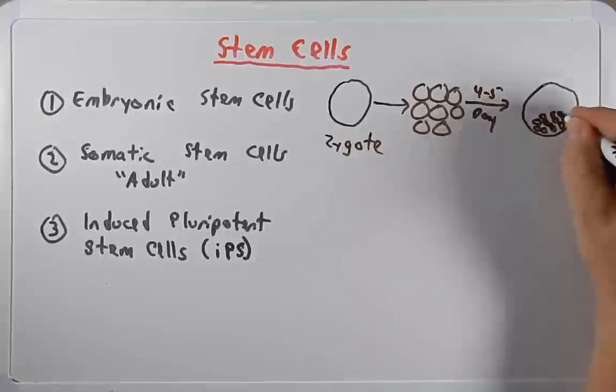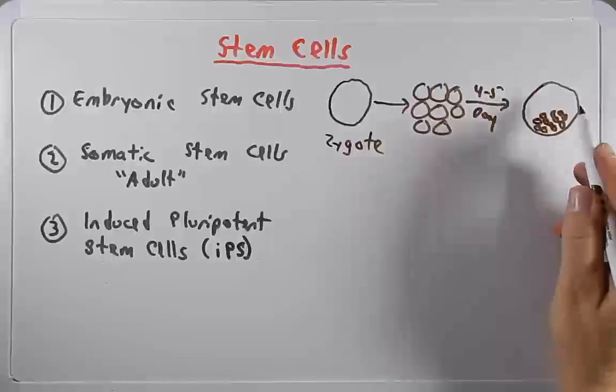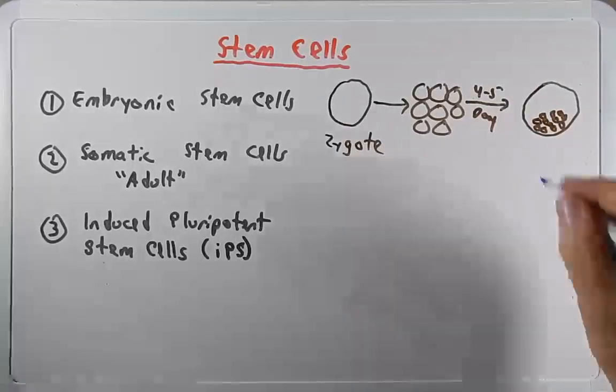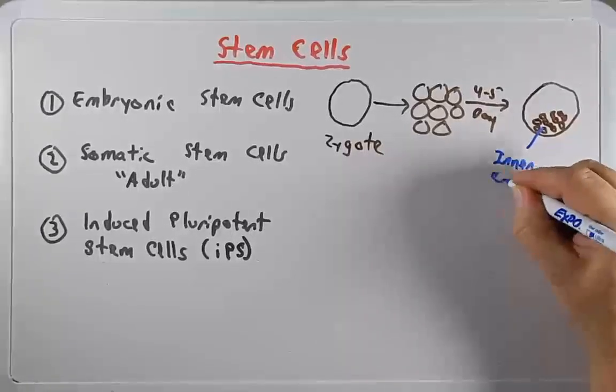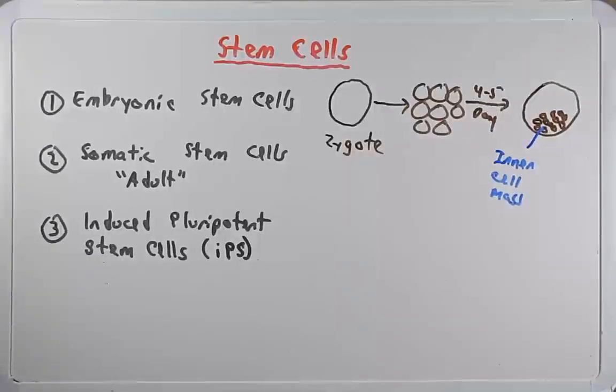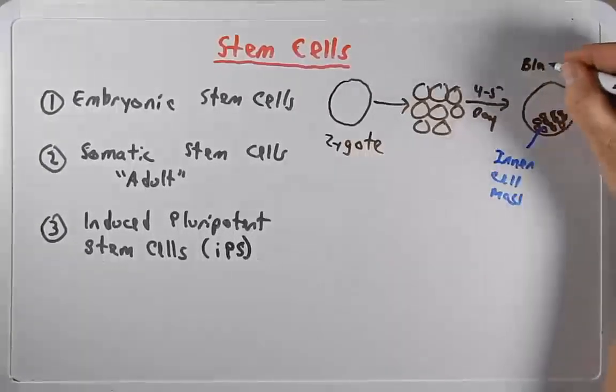I'm going to draw it like this. Essentially, you have a whole bunch of cells surrounding this mass of cells. And it's this mass of cells I want to talk about. This is called the inner cell mass. All right, let me tell you what this stage is called. It's called the blastocyst stage.